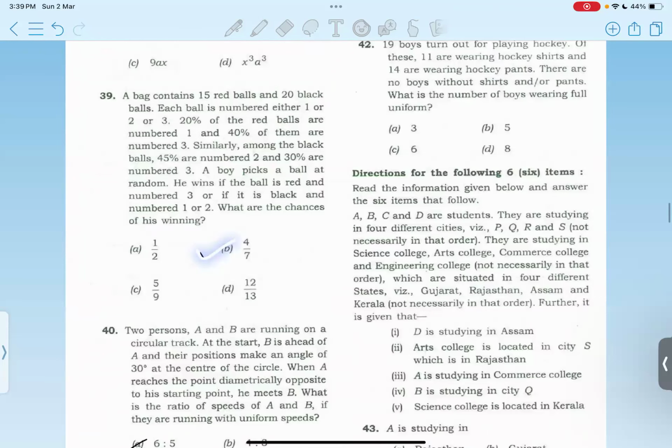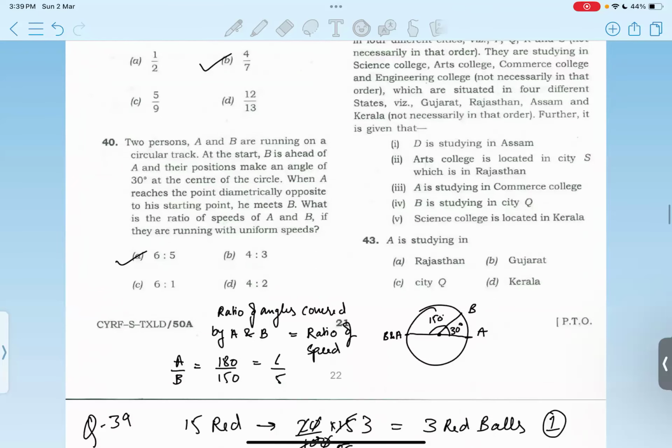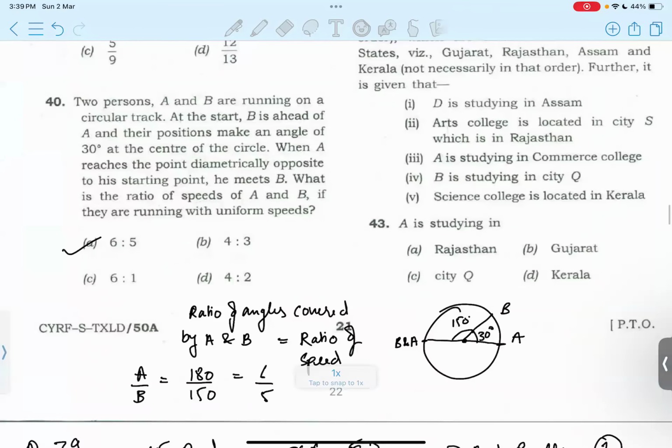Option B. Last question for the day. So two persons are there, A and B, they are running on a circular track. That's how we have represented it. At the start, B is ahead of A, and their positions make an angle of 30 degrees at the center of the circle. When A reaches the point diametrically opposite to the starting point, so if this was the starting point, when A reaches here, it meets B. What is the ratio of speed of A and B if they are running with uniform speed?